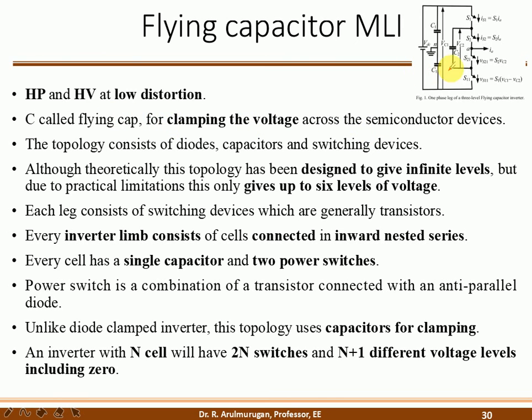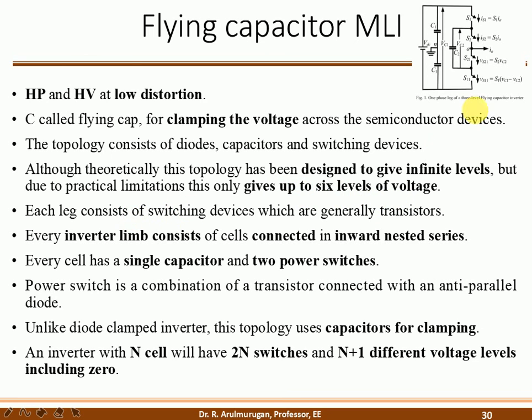This capacitor is used for clamping the voltage across the switching semiconductor devices. The topology consists of diodes, capacitors and semiconductor devices. Diode means every switch has an anti-parallel diode. Theoretically it is designed to give infinite levels, but practically, when you go for the limitation, it gives up to the sixth level of voltage only.